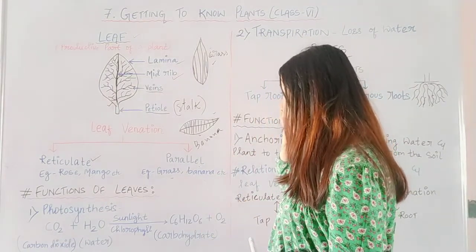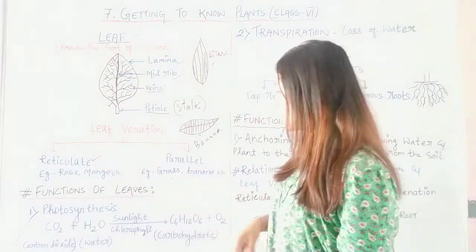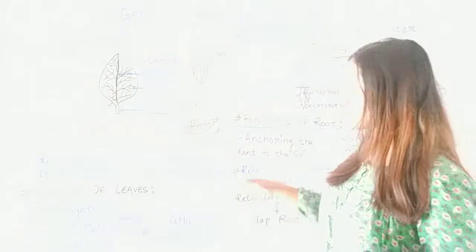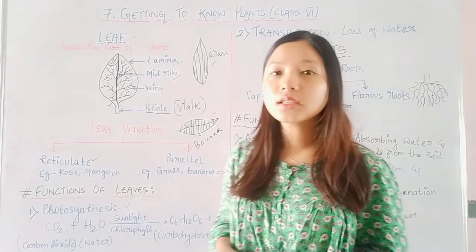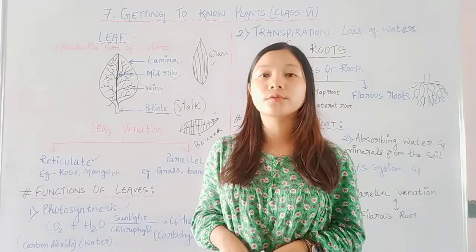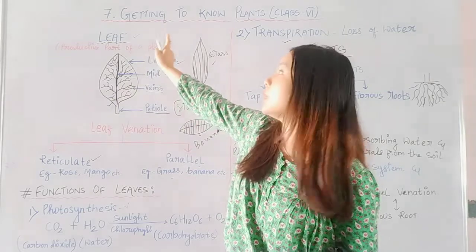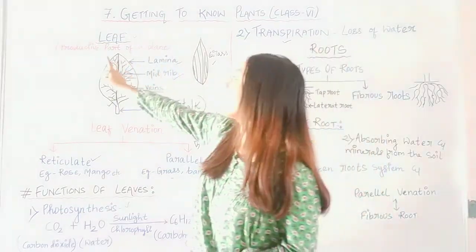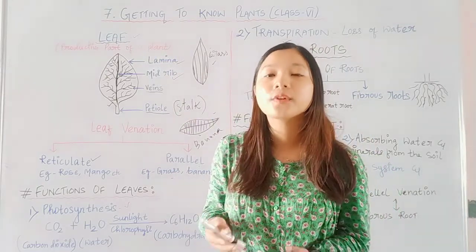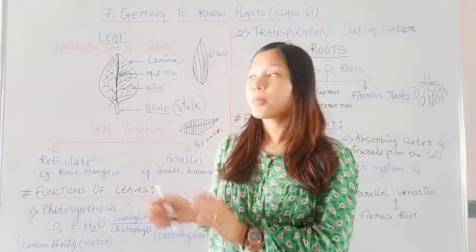Next, let's discuss the functions of the leaf. The functions of the leaf are mainly two: photosynthesis and transpiration. Let's see photosynthesis first. Photosynthesis is the process by which a plant prepares its food. You have to remember, this photosynthesis takes place in the leaf. That is why the leaf is also known as the productive part of a plant, because preparation of food takes place in the leaf of a plant.